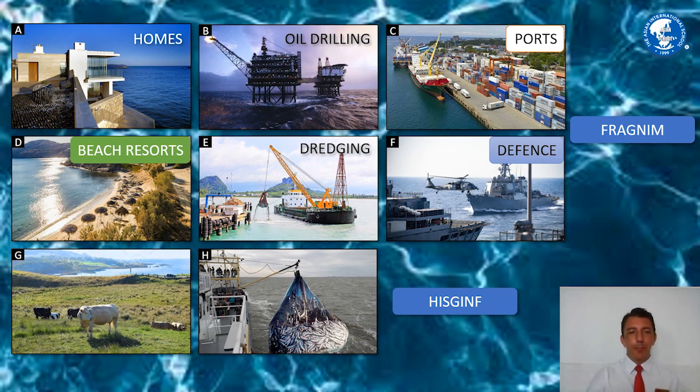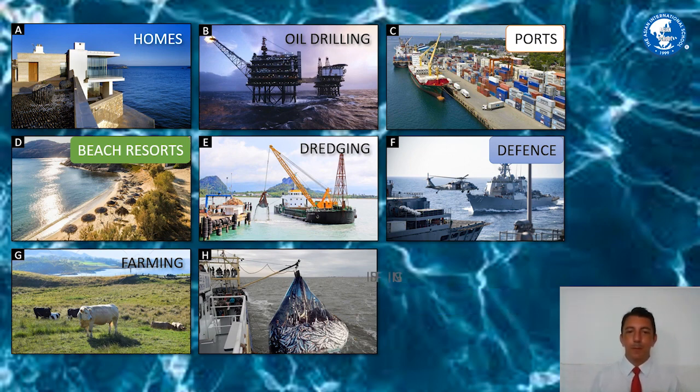Picture G. Farming. Mountains tend to be inland, and then towards the coast we get more flat land. And the flat land is good for farming. So we find plenty of good farmland near the coast. And picture H, this one's quite obvious, fishing. So humans have for a long time taken advantage of the resource of food from the sea for fishing.